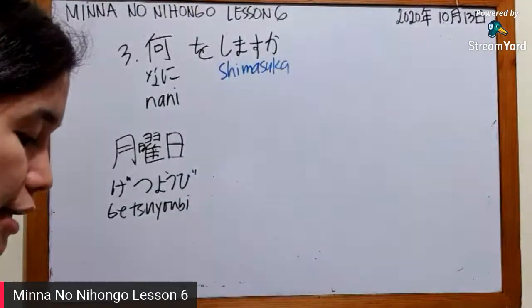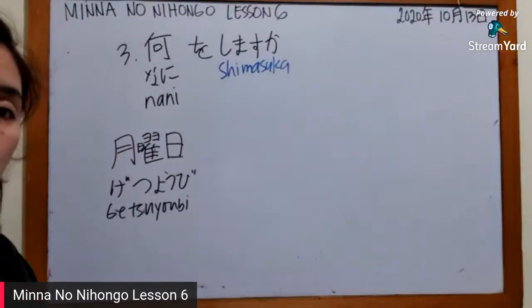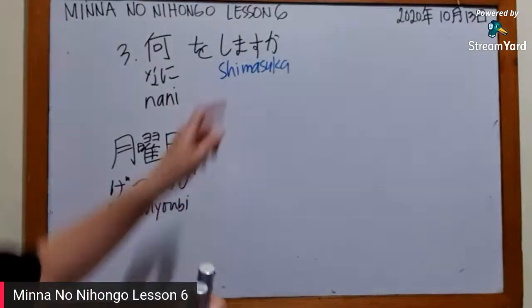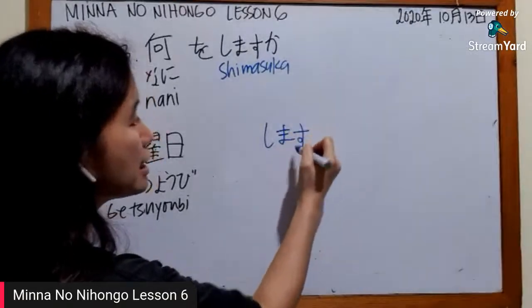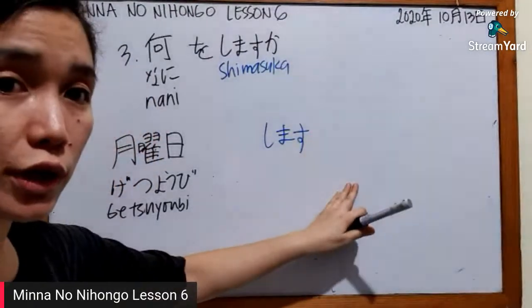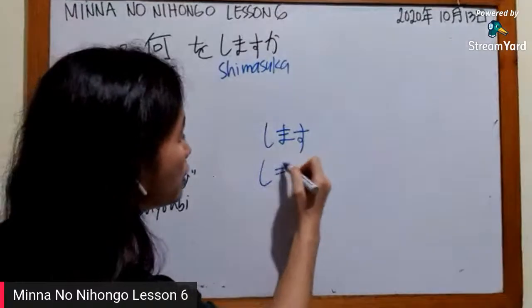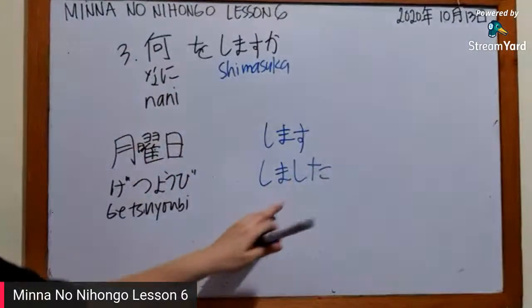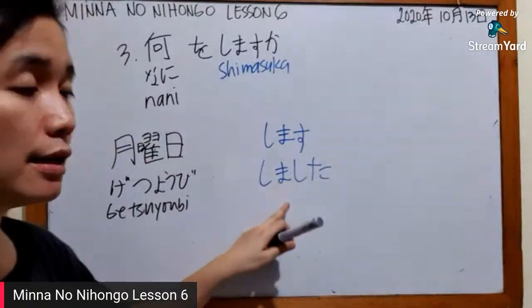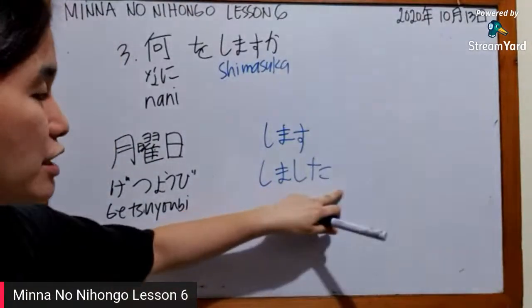Kino is yesterday. So we have Kino nani yo shimashita ka? Okay, again, shimasu is present. The shimasu is in present or future. So if we change it into shimashita, we're done with this in lesson 5. Shimashita will be past tense. This is already in past tense, shimashita.